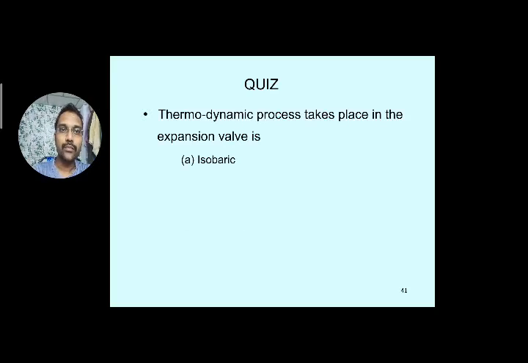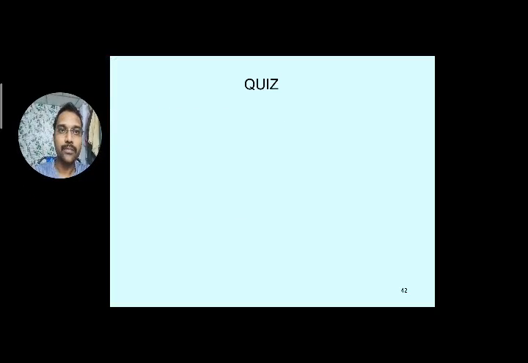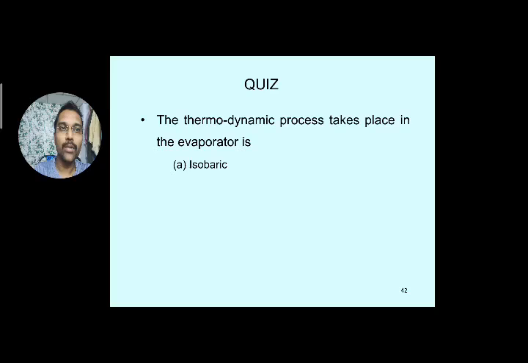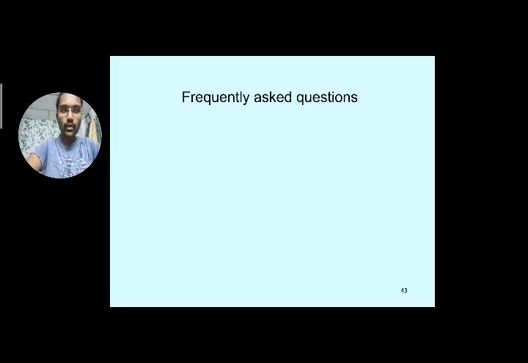Next, the thermodynamic process that takes place in the expansion valve. So what is that? It is an isenthalpic process, a constant enthalpy process, which takes place in the expansion device. Next one is the thermodynamic process that takes place in the evaporator: isobaric, isothermal, isentropic, isenthalpic. Again the evaporation is also an isobaric process, or constant pressure process, right?